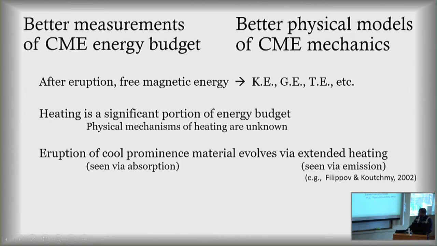Even though we don't fully understand the physics, there's obviously evidence of this heating in observations. For example, eruption of cool prominence material evolves due to this extended heating even after the coronal mass ejection erupts. The cool prominence material of the CME is seen as absorption features, and then later, as the CME travels, it's seen again as an emission feature, which is a sign that it's getting hotter and hotter.